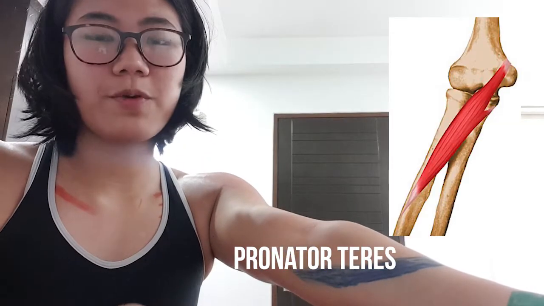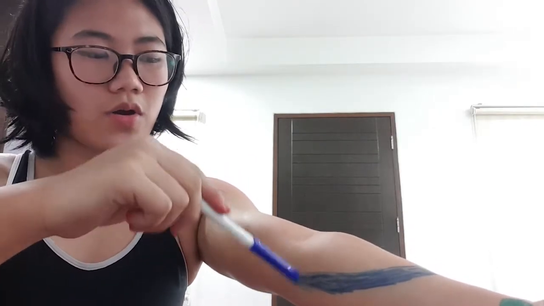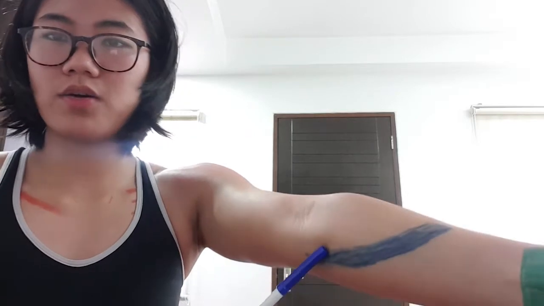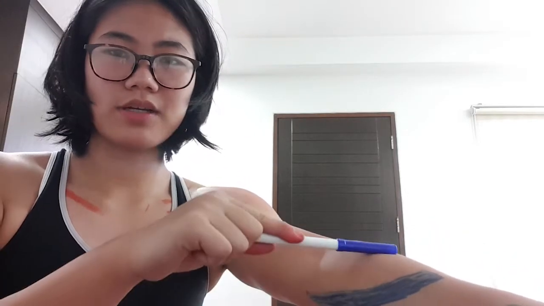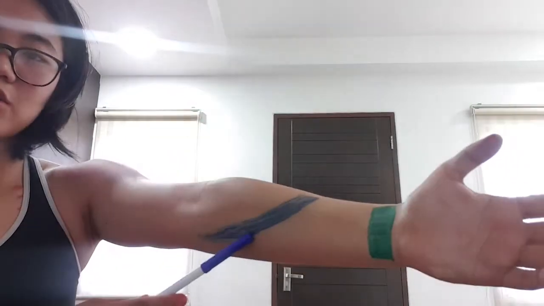This is the pronator teres. The origin is at the medial epicondyle of the humerus, the coracoid process of the ulna. The insertion is at the medial and lateral surfaces of the radius. The action of the pronator teres is that it pronates and flexes the forearm.